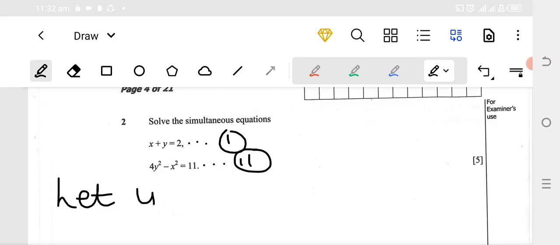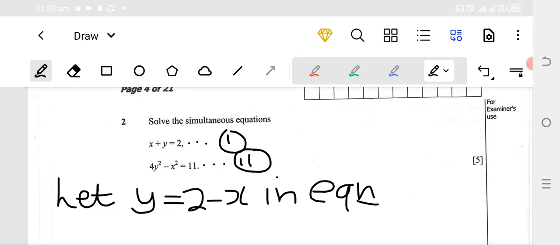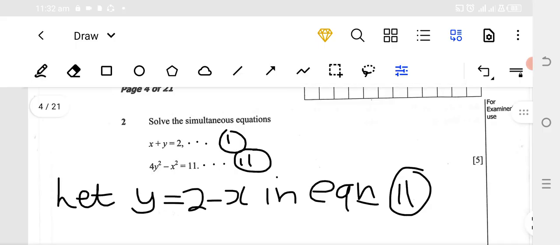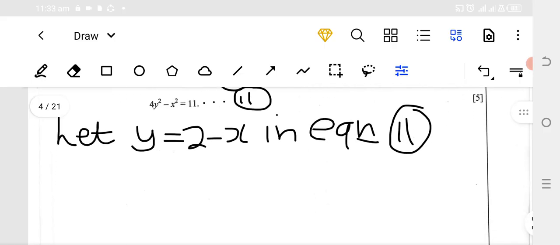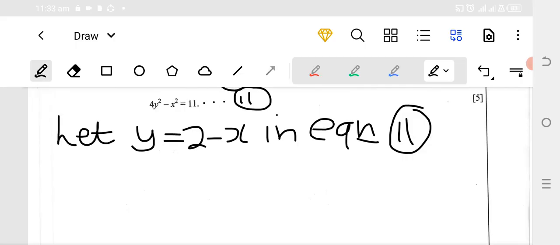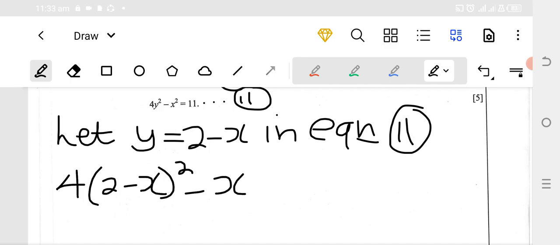Let y be equal to 2 minus x in equation 2. So anywhere you can see y, you're going to put 2 minus x. 4 multiplied by (2 minus x) squared minus x squared is equal to 11.